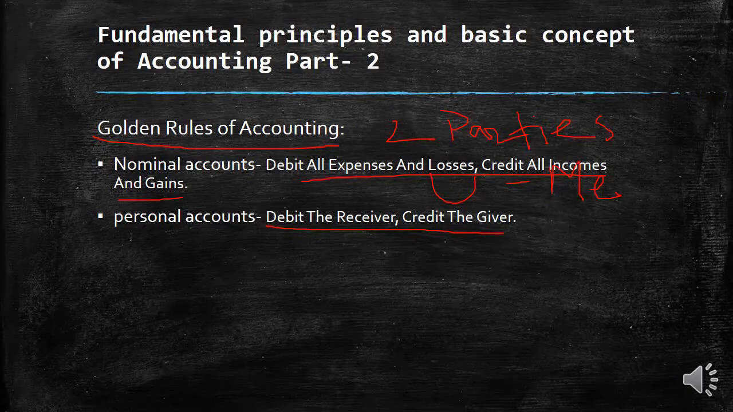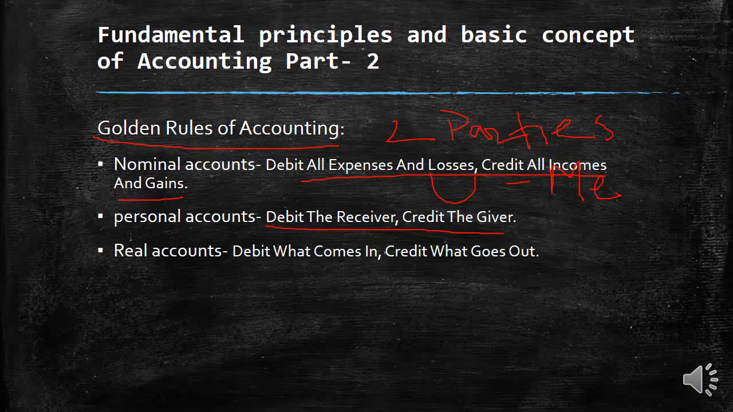Okay, the third one is for the real accounts. What is this? Debit what comes in and credit what goes out. So whenever you buy something, that means you get that object. So the object comes in. So it will be written on the debit side and the cash goes out, right? So it will be written on the credit side. Am I clear? So let's go to the next slide.